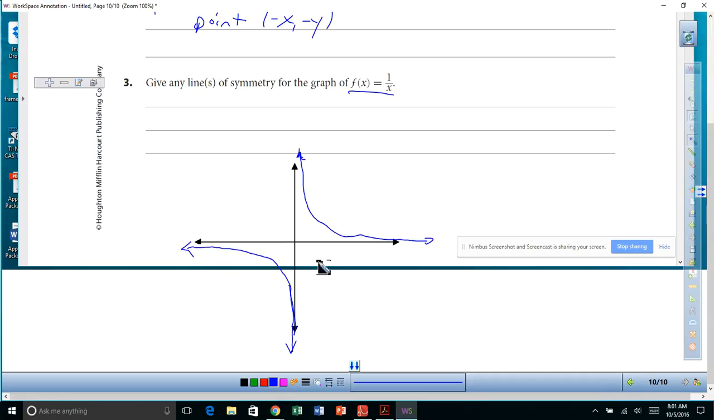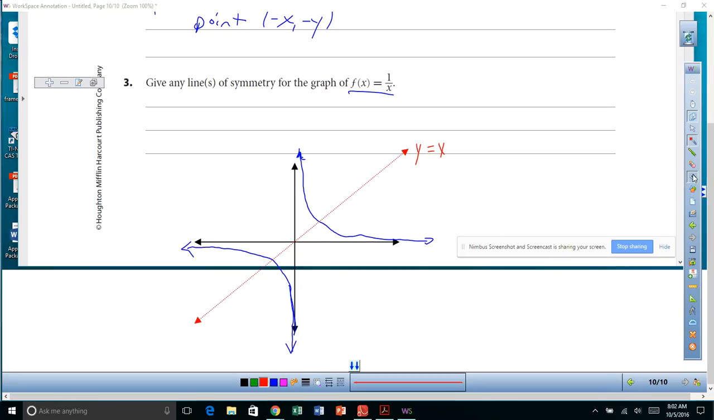Now let's see. Graph any lines of symmetry for the graph. So let me see here. I'm going to draw them with a dotted line here. If you got a point over here, you got a point over there. You see where the x and the y. So that's the y equals x line. So it's symmetric about the y equals x line.